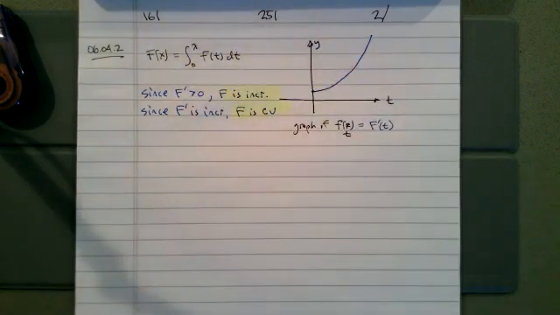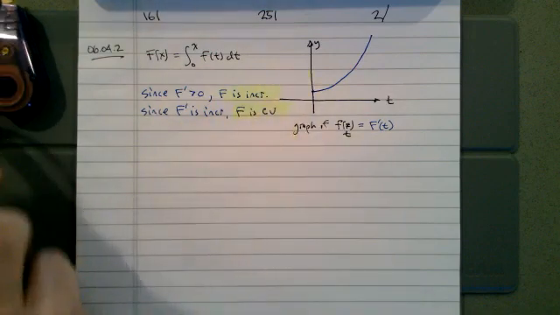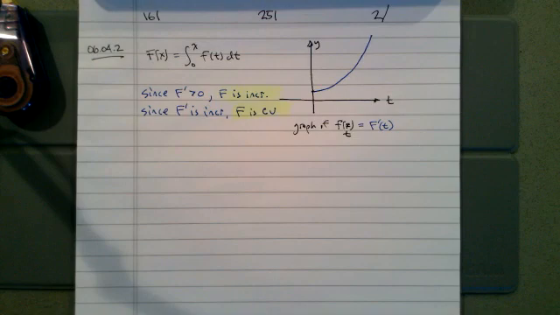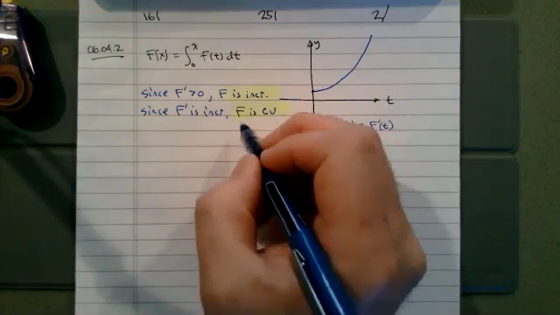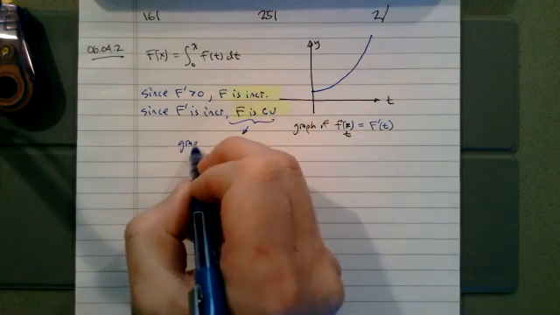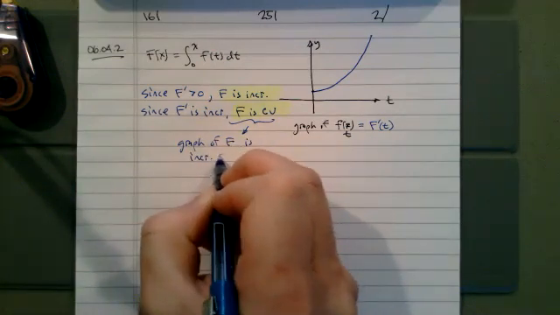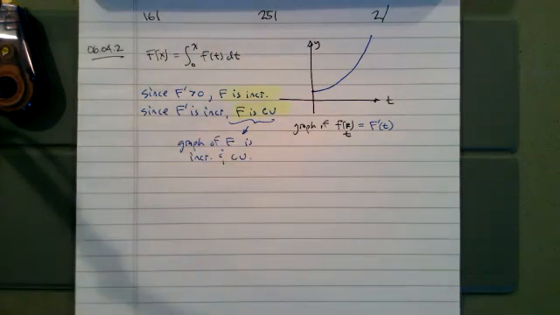It's important to note that I didn't say that f prime is increasing because f is increasing up here. That's just an unfortunate coincidence. So what we're looking for is a graph of capital F that is increasing and concave up. And only one of these graphs is both increasing and concave up.